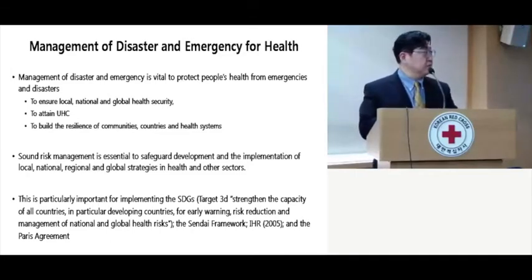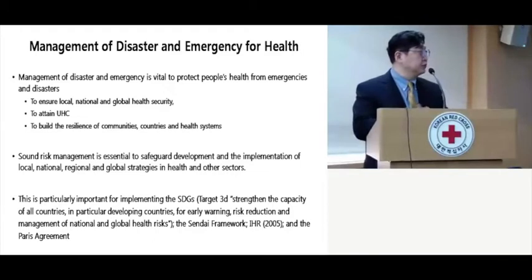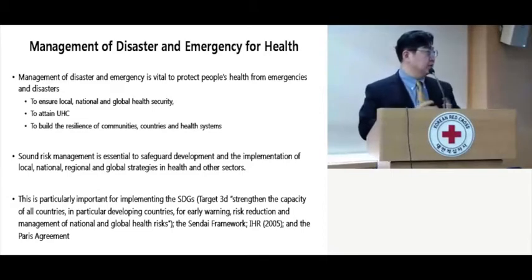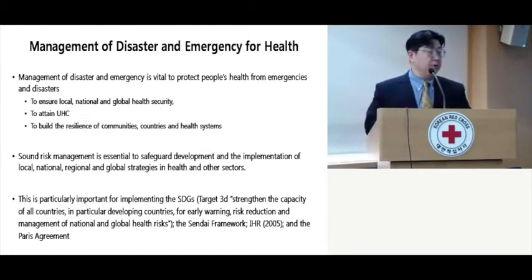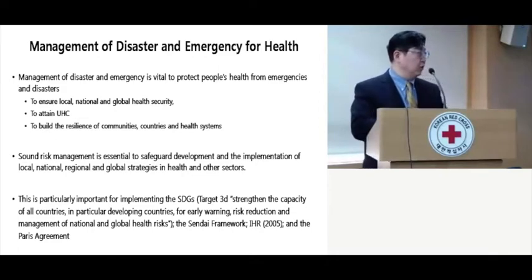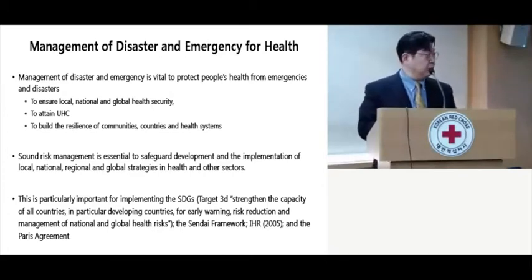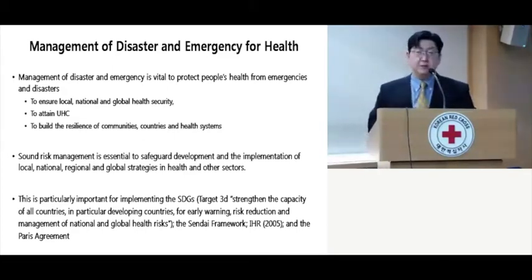Well, in the case of emergency, it is essential to protect health, and WHO plays a part in it, and to attain UHC and to build the resilience of communities, countries, and health systems is also important, where WHO works. And from the perspective of risk management, the government has to safeguard development and implement local, national, regional, and global strategies in health and other sectors. IHR and the Sendai Framework and others should also be taken into account in implementing SDGs.